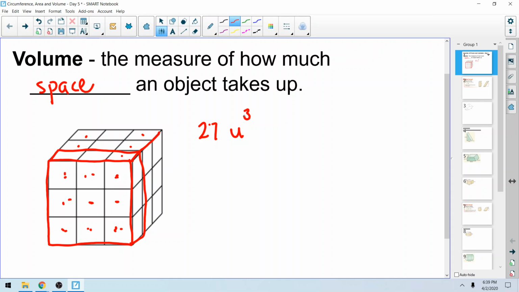Okay, so when you're working with area, you're working in 2 dimensions, which is why it's squared. But when you're working with volume, you're working in 3 dimensions, which is why it's cubed. Okay, and specifically, for a rectangular prism, most of us know the formula length times width times height, which would give us 3 times 3 times 3, which would get us back to our 27 units cubed.